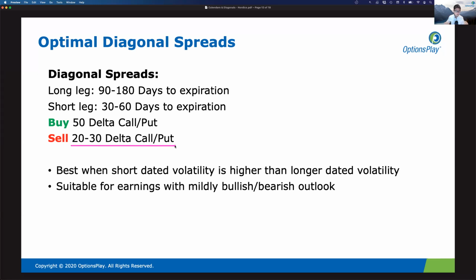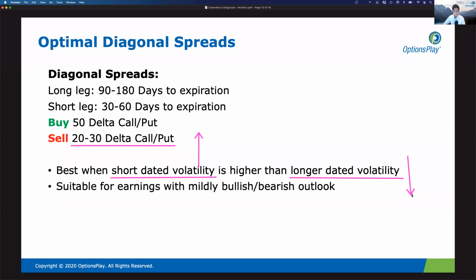But this is generally speaking best when the short dated volatility is higher than the longer dated volatility. So if the implied volatility of the short dated option is high and the implied volatility of the longer dated option is low, that's the best scenario. That's the most optimal scenario for both of these strategies.